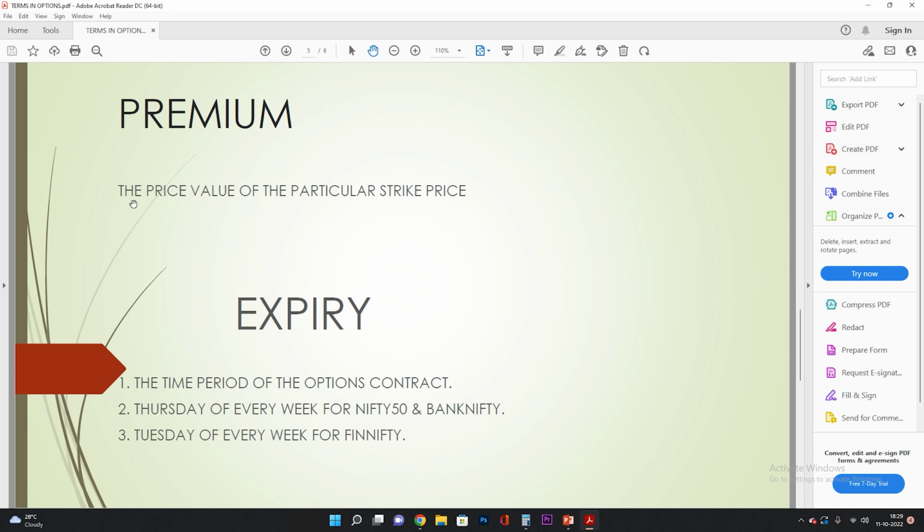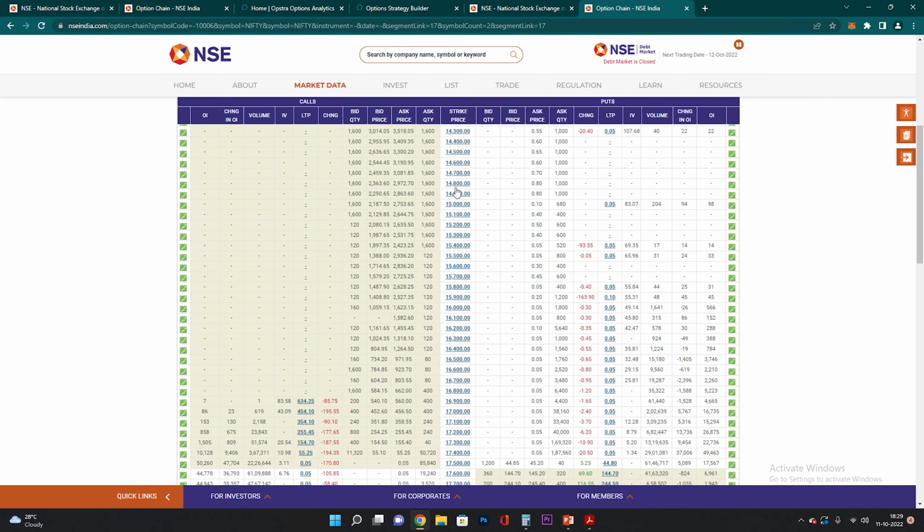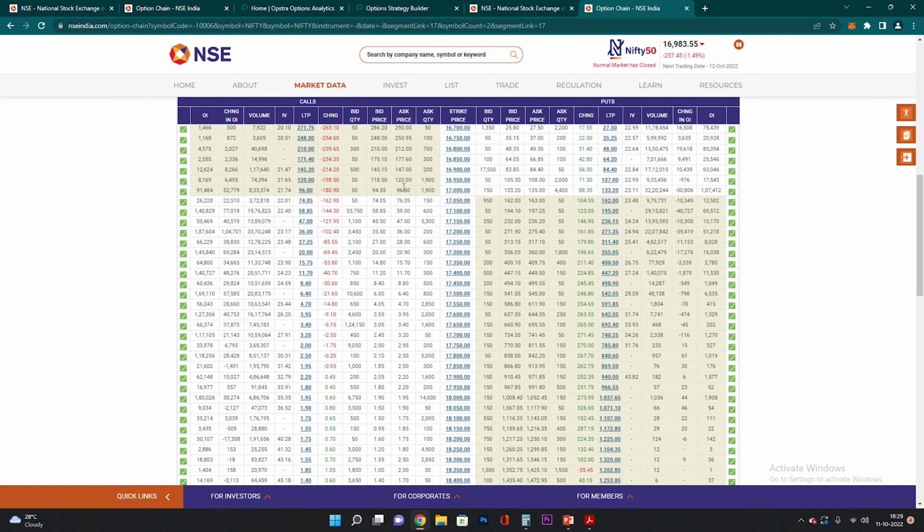So what is the price value of a particular strike price? See, in this option chain you will see strike price and on the left LTP, last traded price. This is the premium that you are going to pay in case of option buyer. In case of option seller, this is the premium that you will collect. This is the premium for calls, and this is the premium for puts. Usually the premium for puts will be higher than the calls at the money, because there will be more fear in downwards than the upside.